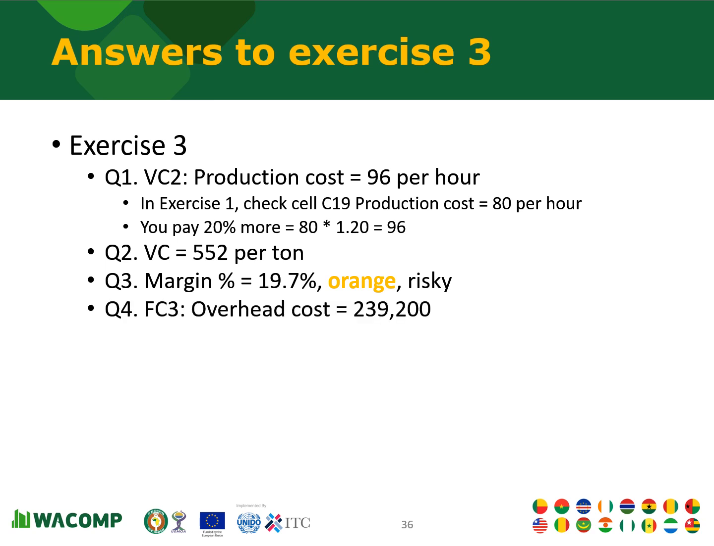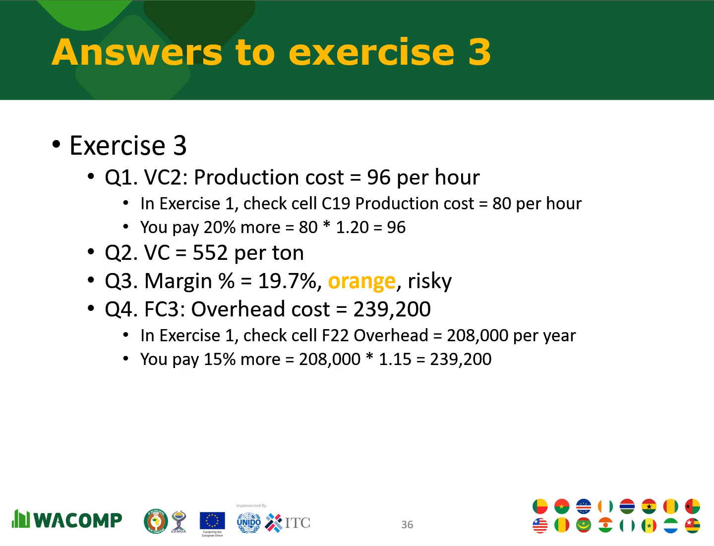Number 4. FC3, the overhead costs, they go up by 15%. So in exercise 1 you check cell F22 and you read that the overhead is 208,000 per year. So you pay 15% more, so in the cell you type equals 208,000 multiplied by 1.15 and the answer will read 239,200.